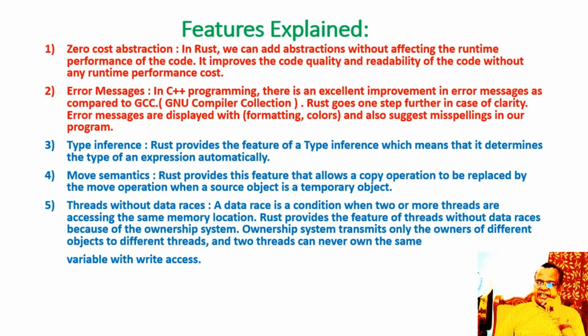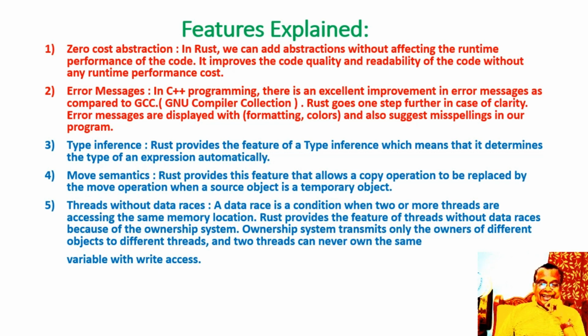Features explained. Let us explain the features one by one. 1. Zero cost abstraction. What's meant by zero cost abstraction? Look, in Rust, we can add abstraction without affecting the runtime performance of the code. It improves the code quality and readability of the code without any runtime performance cost.